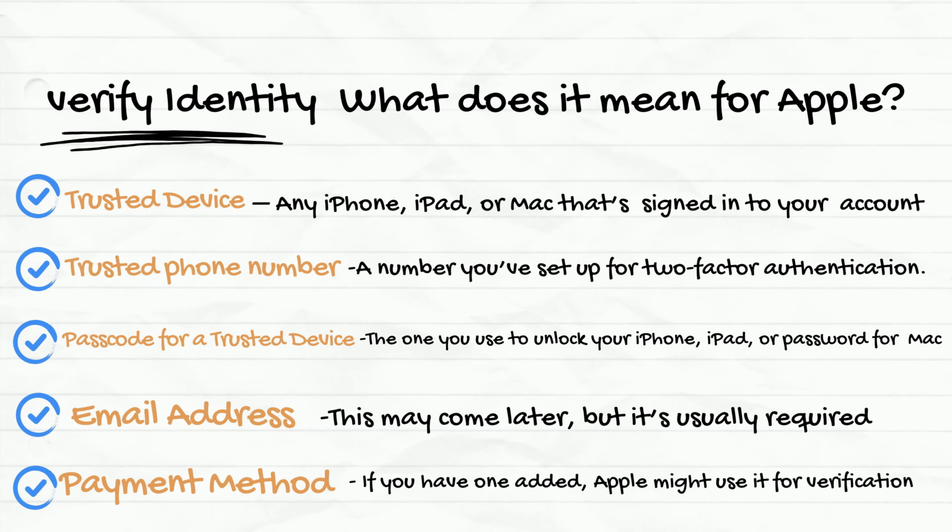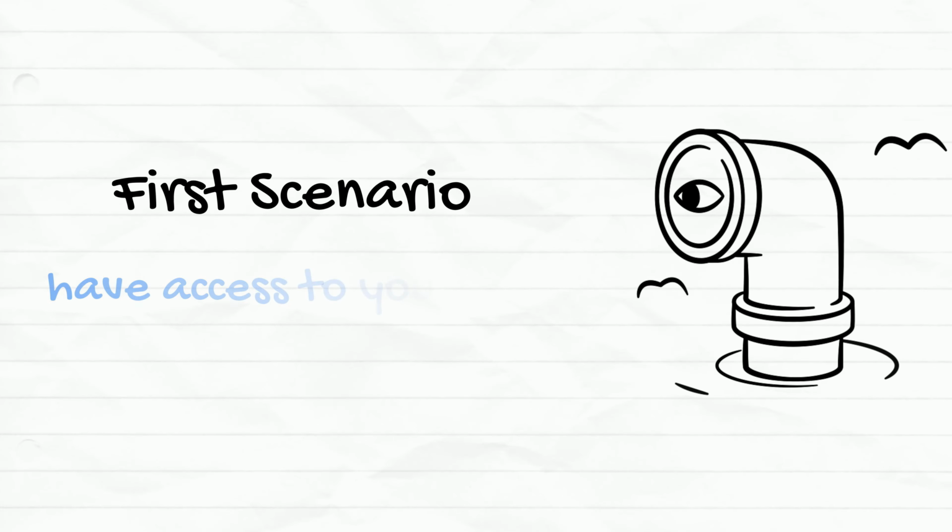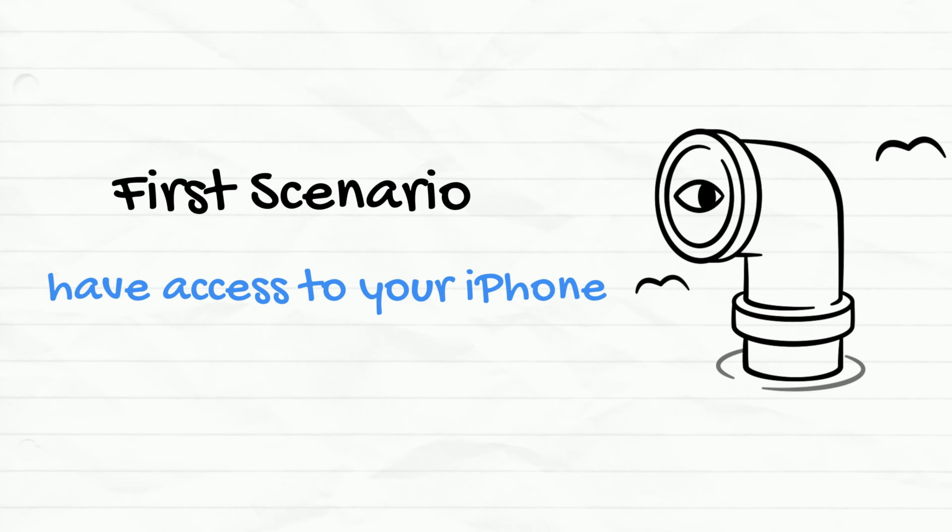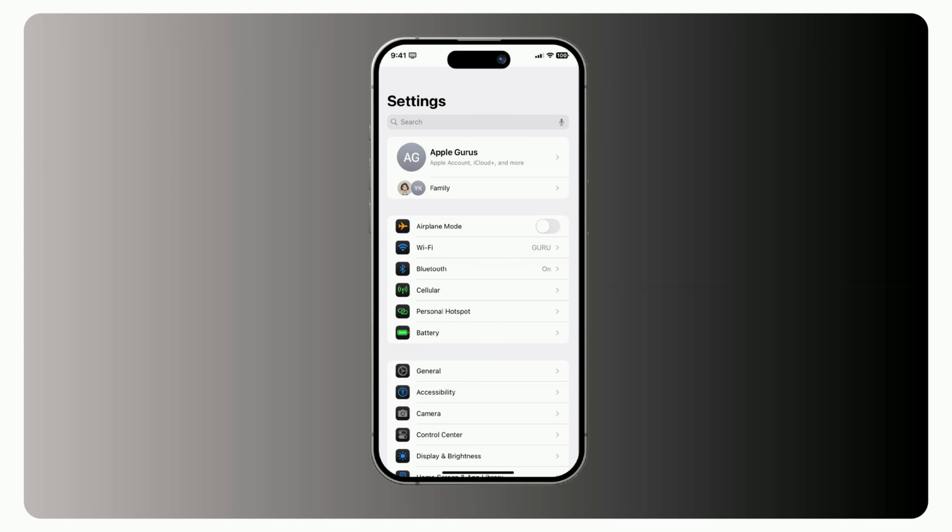access to your account. First scenario, you have access to your iPhone and you're fully signed in. The easiest way to reset your password is right from your iPhone or any trusted Apple device that's already signed into your account. So that Apple knows that it's yours, this method is the fastest. Just make sure you have a passcode or a password on Mac.